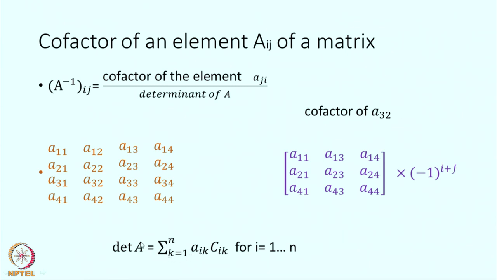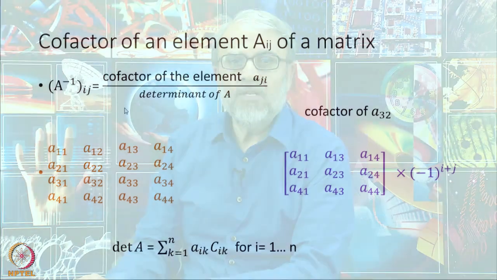So, what have we done in this particular slide? We have given a definition of the determinant and we have given a definition of the elements of the inverse matrix. Now, we go ahead and outline a procedure for how I get the determinant as well as the inverse of a given matrix.